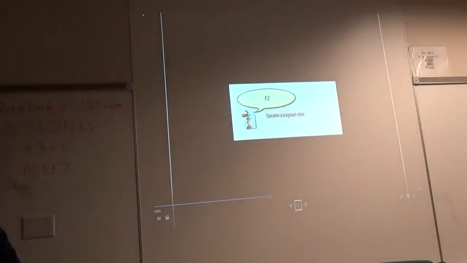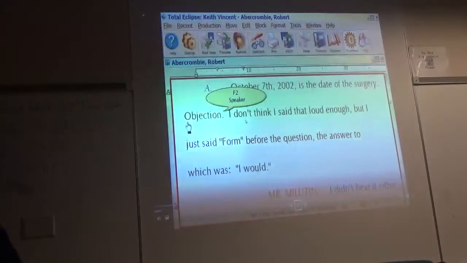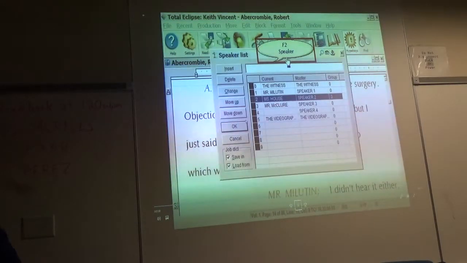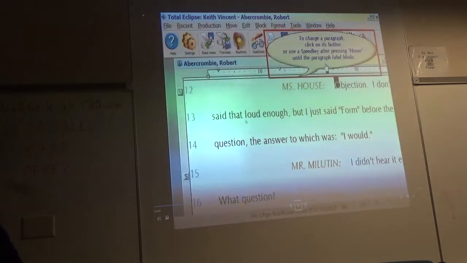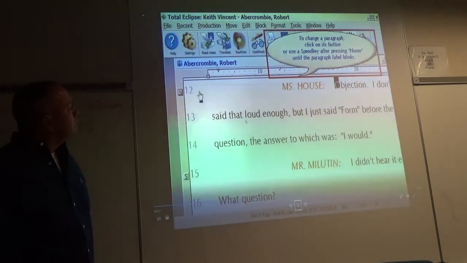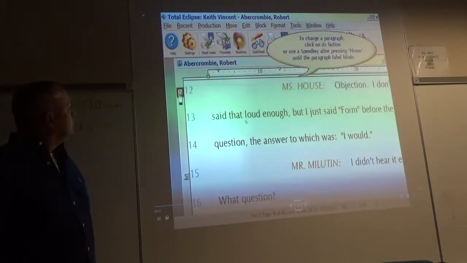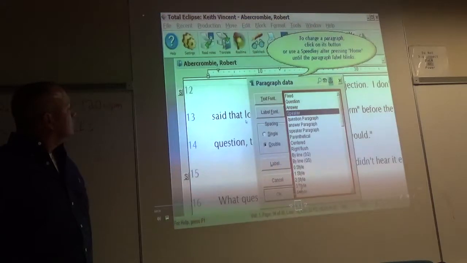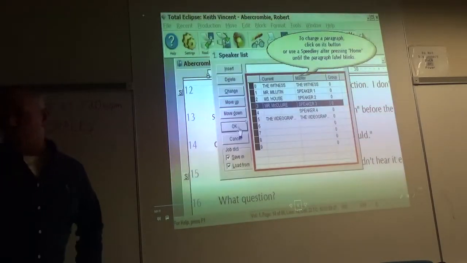F2 is for speaker paragraphs. This should be a speaker paragraph. F2. The speaker table opens. I'll press 2 for Ms. House. We've been inserting paragraphs, but here's how to change one. You could move your cursor from the typing keys to the mouse and then click on the paragraph button at the left edge of the screen and select the paragraph you need.